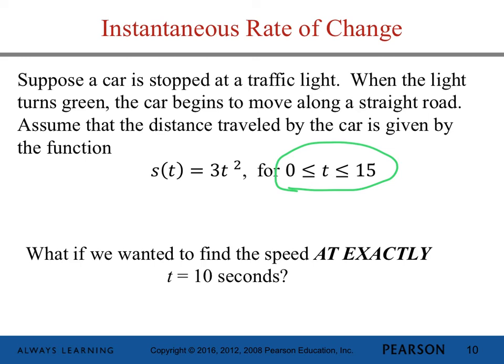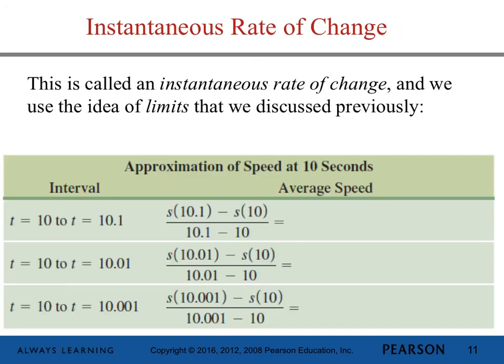After that, the speed may increase or decrease by the person either pressing down harder on the gas pedal or letting up on the gas pedal or pressing down on the brake. What if we wanted to find what the speed of the car was at exactly t equals 10 seconds? So that's the situation we're wanting to discuss here. This is called the instantaneous rate of change.